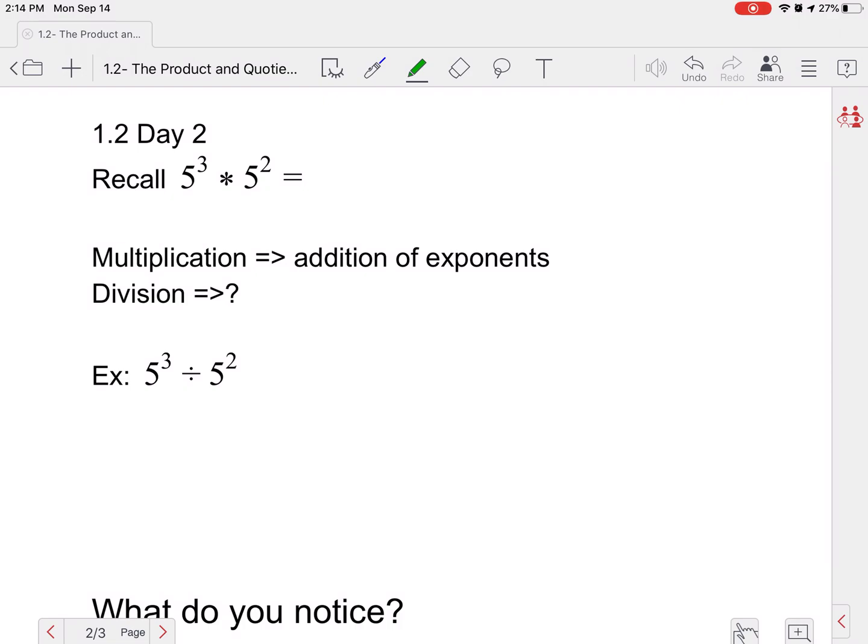So just recall from yesterday that 5 to the third times 5 squared is 5 to the fifth, because we kept the same base here and then we added the exponents to get 5 as the exponent. So if multiplication is the addition of exponents, then division is probably going to be the subtraction of exponents.